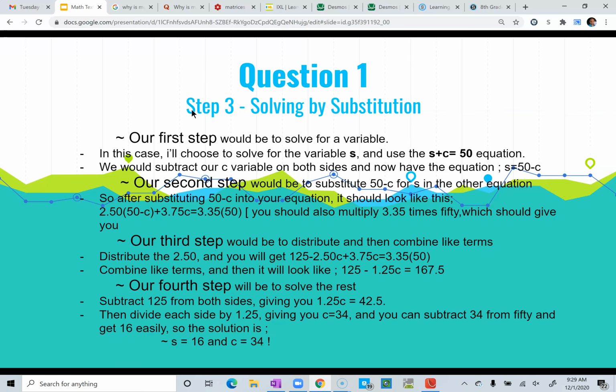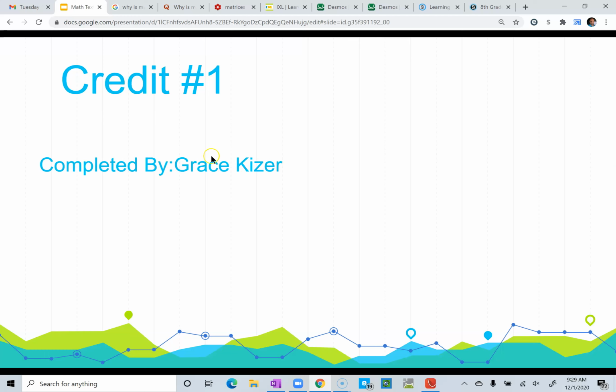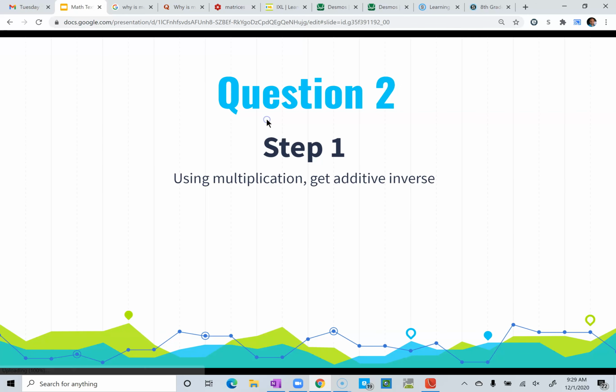Step 3, solve by substitution. Remember, there's 4 different methods that we're going to use. So step 3, you're going to have to say which particular method it is. Okay. And then they have a little review slide. I thought this was kind of nice. You don't have to have it. That's 1/4 of the project. So here comes, and this is the person who did this one. Okay. Then they got a question 2.